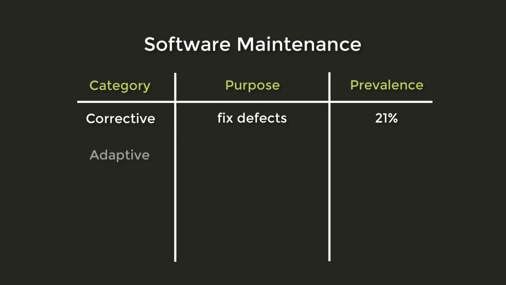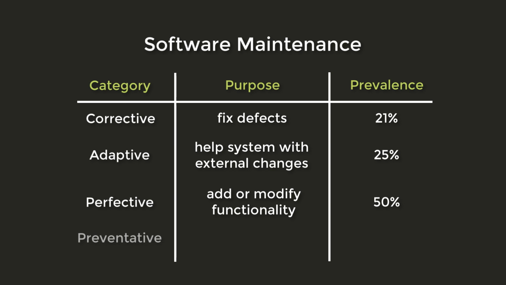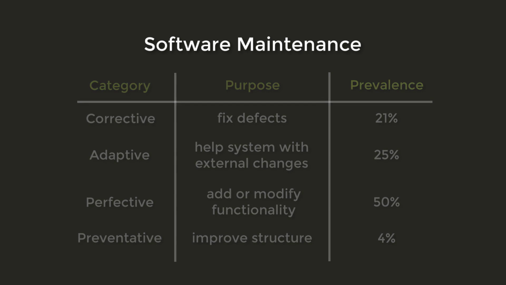25% of changes are adaptive. That is, they help the system work to interoperate with external changes that modify its execution context. Perfective changes, which add or modify functionality, comprise 50% of all program changes. Finally, preventative changes improve program structure and account for only 4% of program changes, although these changes have an outsized effect on enabling the other kinds of changes to be successful.